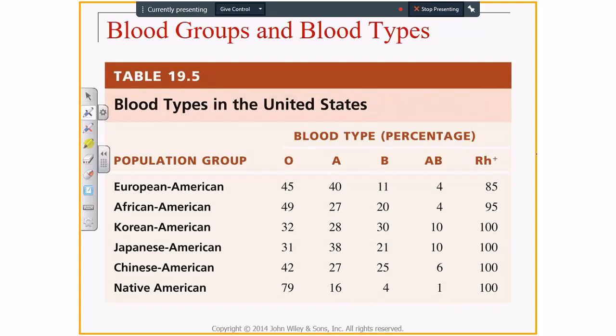So as you can see, we have different blood types for different groups because they are genetically determined. You can see, for instance, that 79% of the Native American populations are O positive, whereas of the European Americans, only 45% of them are O, and 85% of those are Rh positive.